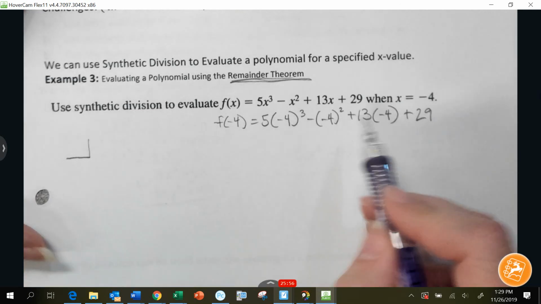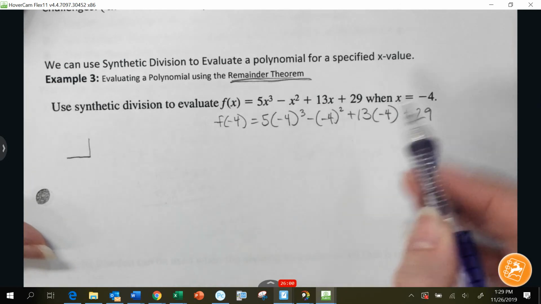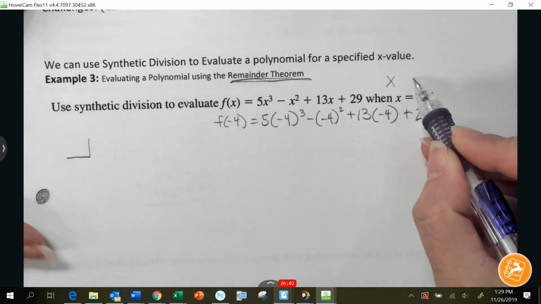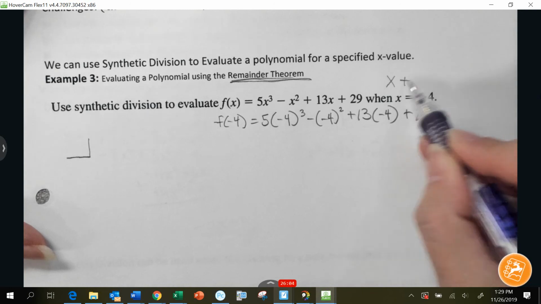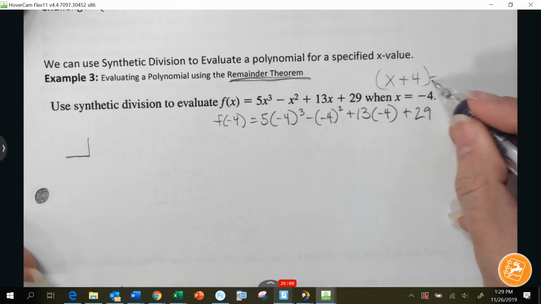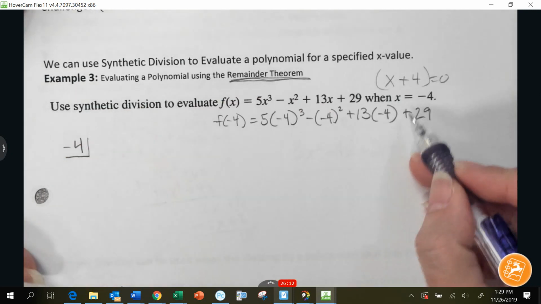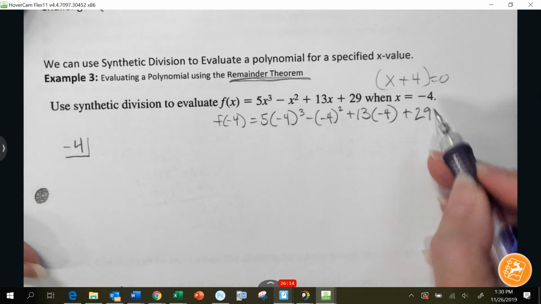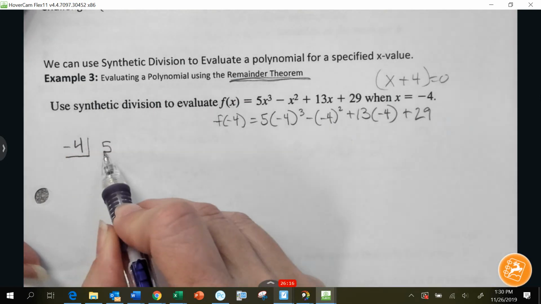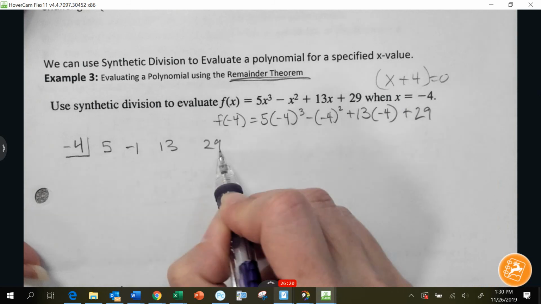So in the box is going to be what x equals. Okay, so this would have been like, I'm dividing by x plus 4. That's what I'm dividing by, and then I solve it for 0, and we get x equals -4. So this is -4 that goes in there. They're already telling you what x to put in there. And then we've got 5, -1, 13, and 29.